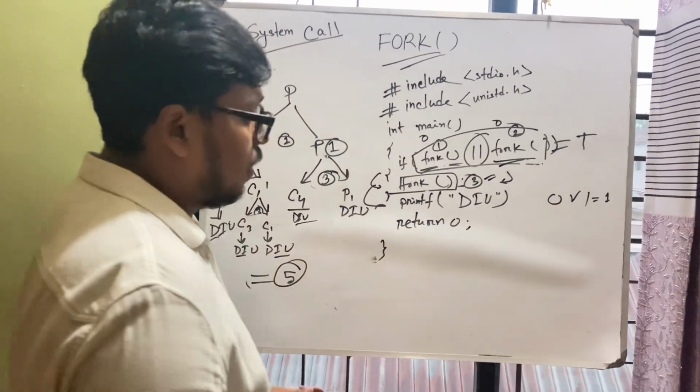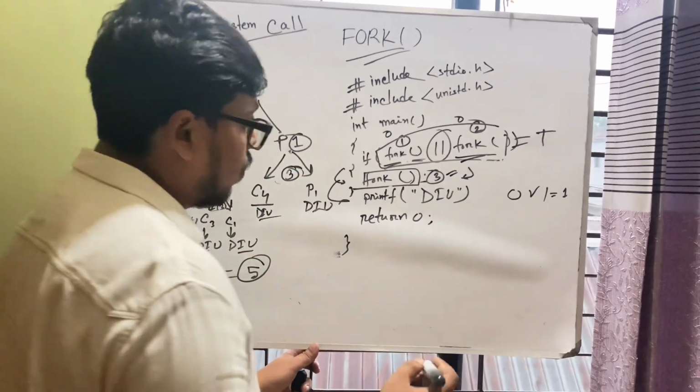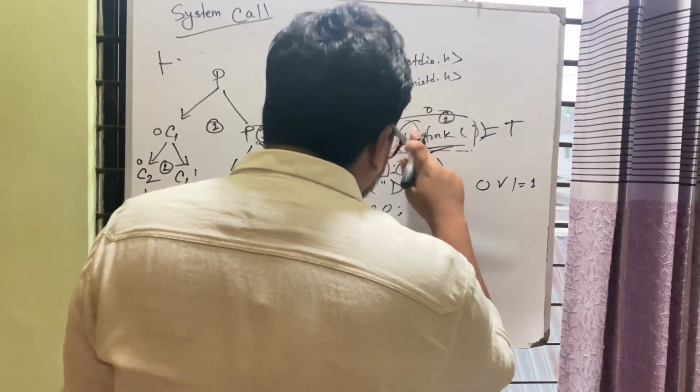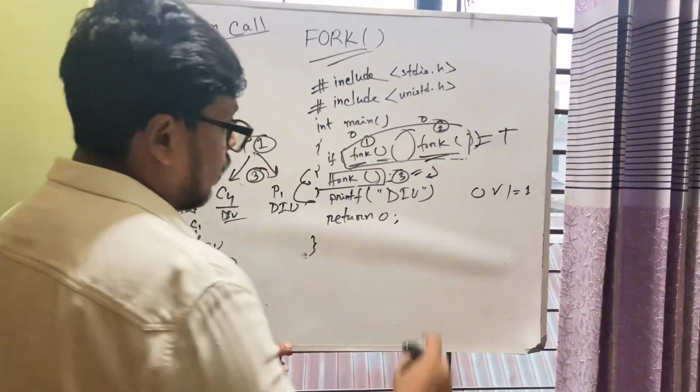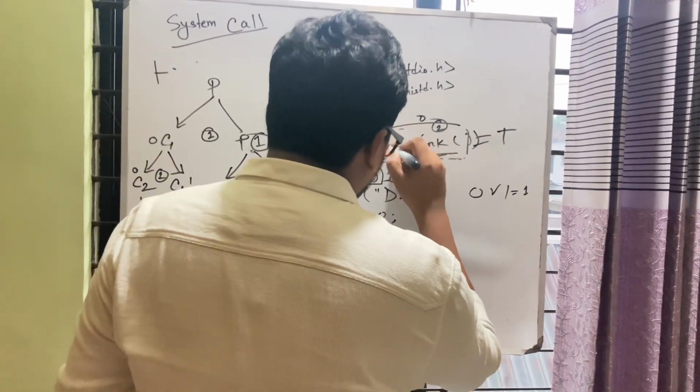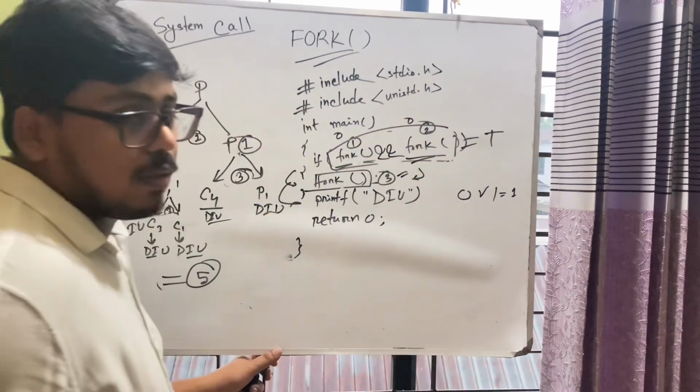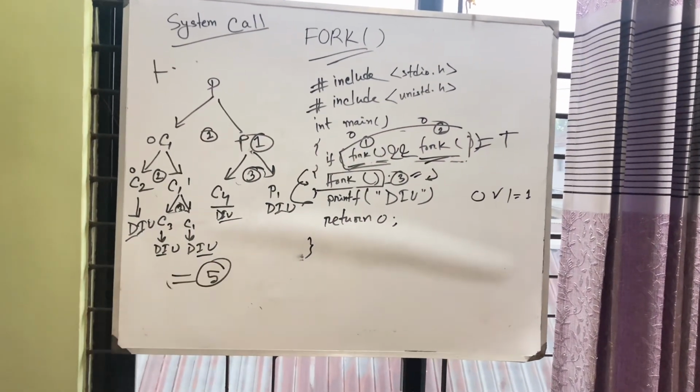That is the case. And one homework for all of you: if we replace it with the AND operator, what will happen? How many times does it execute DIU?